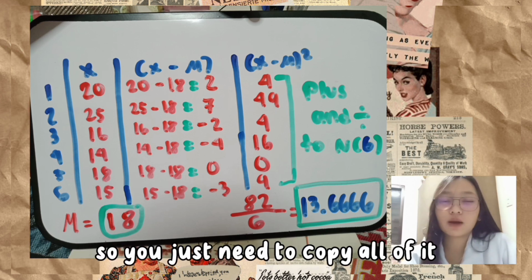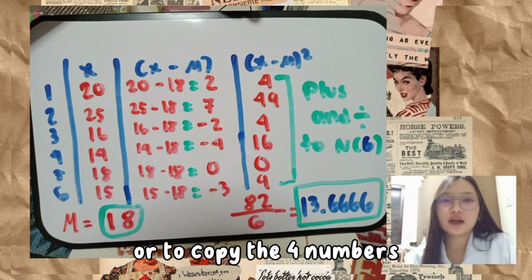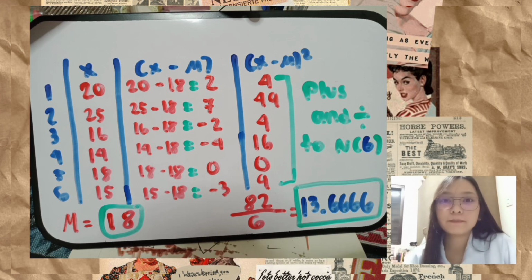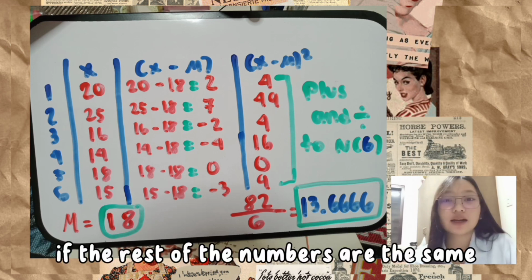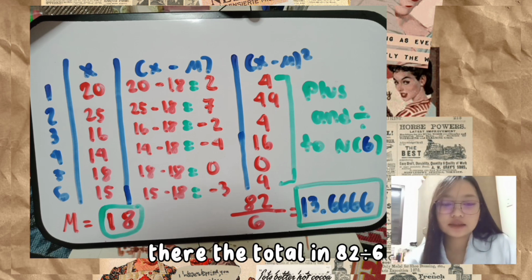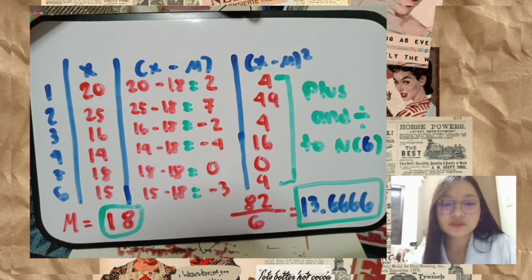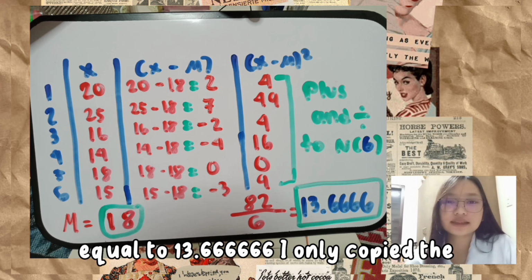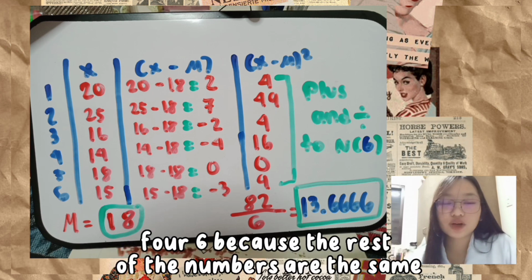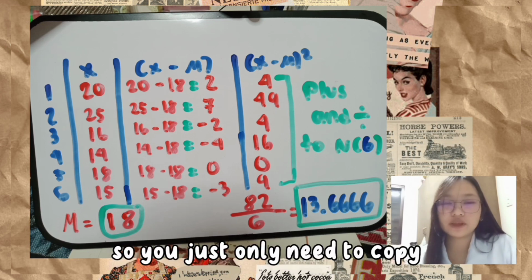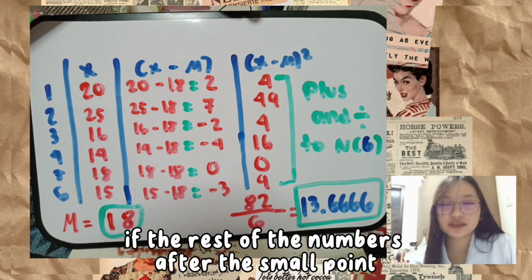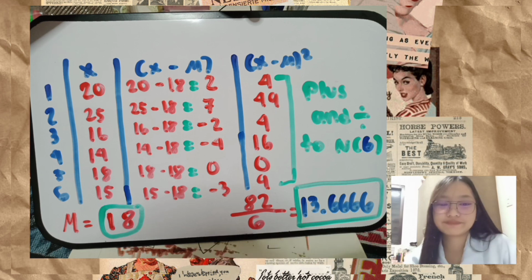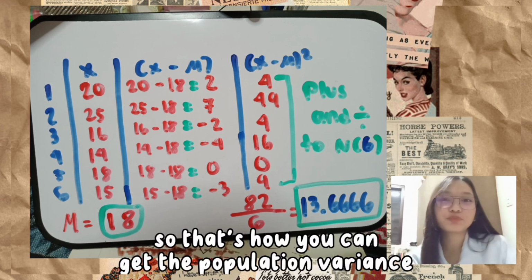So you just need to copy four numbers only after the decimal point if the rest of the numbers are the same. Now, for example, there, the total 82 divided by 6 is equal to 13.666666. I only copied the 4 sixes because the rest of the numbers are the same. So you only need to copy four numbers after the decimal point if the rest of the numbers after the decimal point are the same. So that's how you can get the population variance.